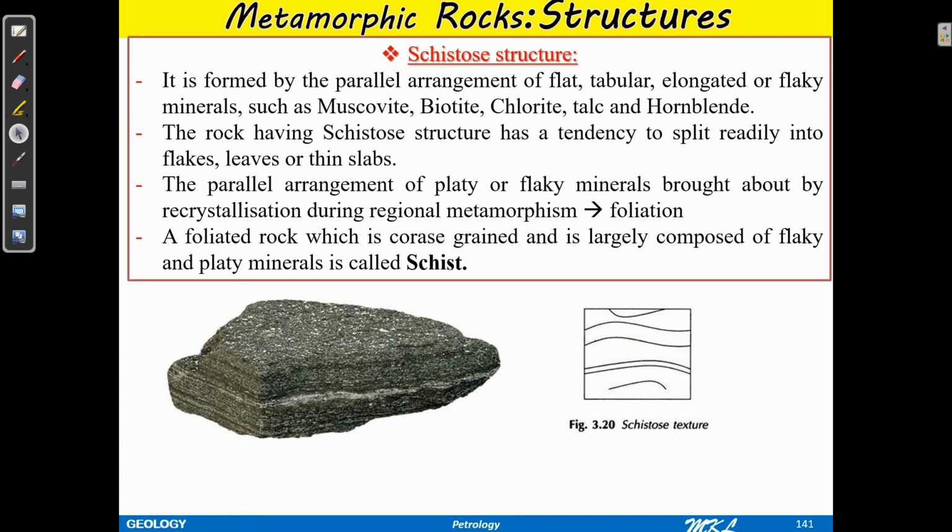The parallel arrangement of platy or flaky minerals is brought about by recrystallization during regional metamorphism. So there is another type of metamorphism, called regional metamorphism. Regional metamorphism is when directed pressure and heat act together in the presence of migrating hydrothermal fluid. Suppose magma is moving, and in the case of contact metamorphism, only temperature is working.